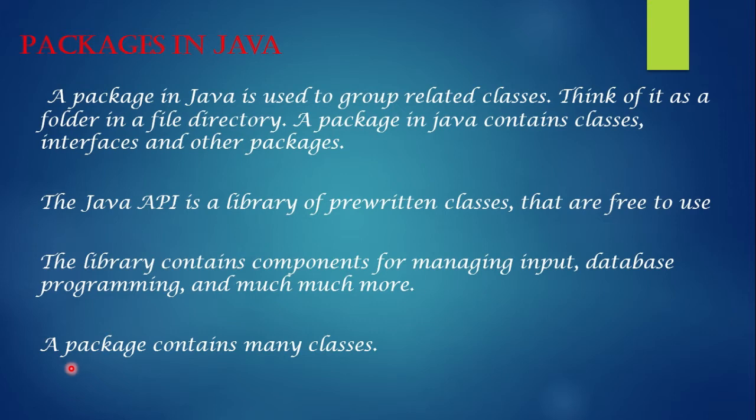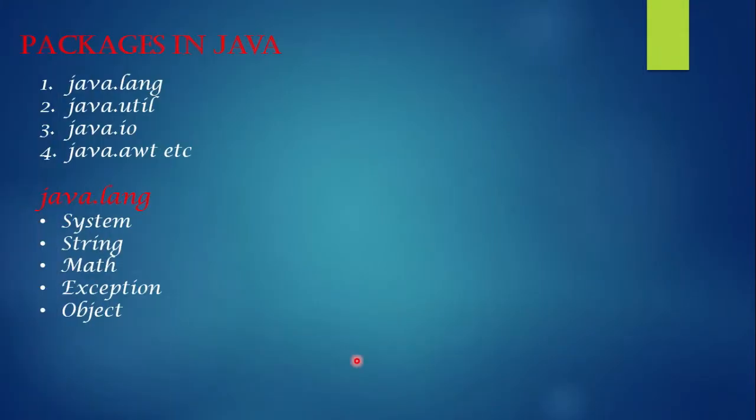As we know now from the above discussion, a package contains many classes. These are some examples of packages in Java: java.lang, java.util, java.io, java.awt, etc. Everything I have written in lowercase, so you also need to write it that way. Here there can be a question: name one or two packages in Java. Then you can answer: java.lang, java.util, etc.